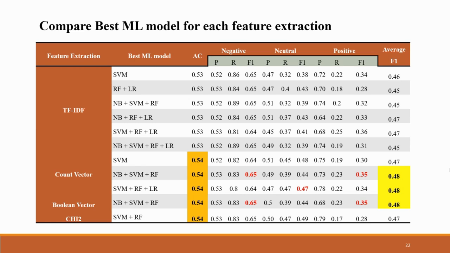Average F1 score is calculated for all the three sentiment classes, and the results show that NB, SVM, RF, and SVM, RF, LR with count vector, as well as the NB, SVM, RF with Boolean vector are the best machine learning methods in classifying the English and Malay code switching tweets into positive, negative, and neutral classes.